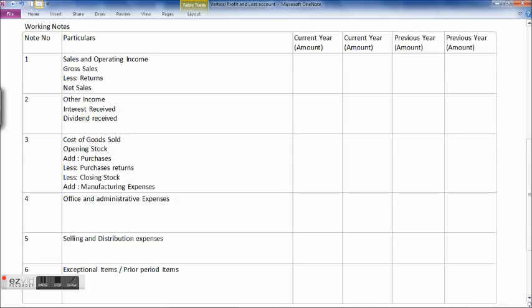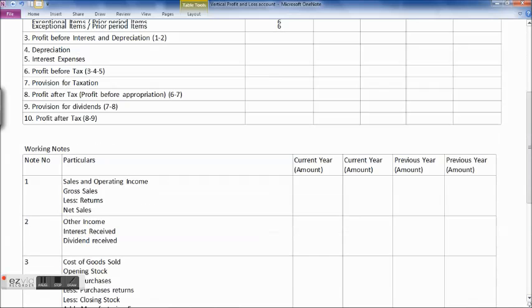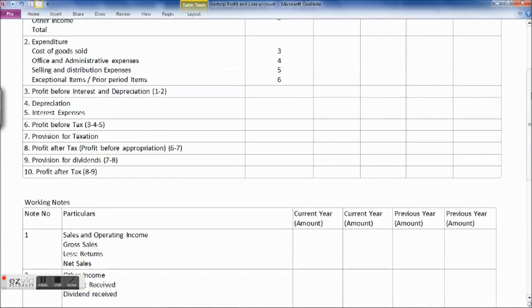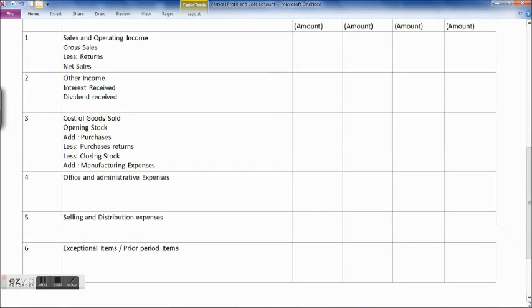Then next is office and administrative expenses. Whatever expenses are incurred in your office or for administrative purposes are included in office and administrative expenses. For example, support staff salary, that is, salary of your accounts department, finance department, HR department. Then there may be office rent, office electricity bill, and stationery used in the office. All these expenses are included in office and administrative expenses.